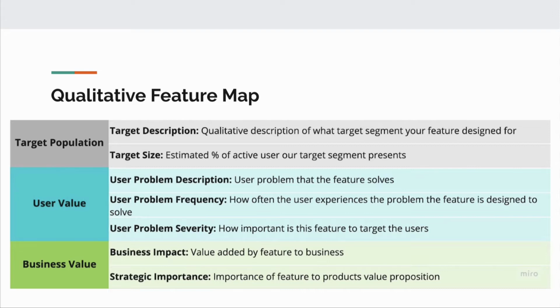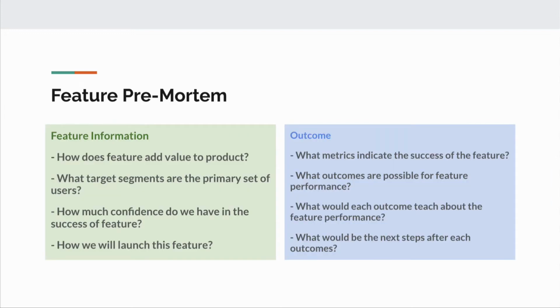As per my experience, in one of the products we measured the qualitative feature map. And the business value: the business impact, value added by the feature to the business, and the strategic importance of the feature to the product value proposition. So here, the feature pre-mortem, this mechanism helps us to build or to prioritize the feature.